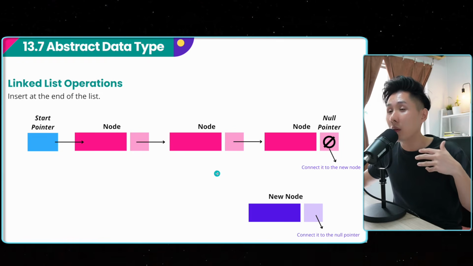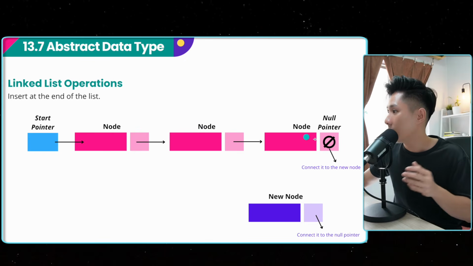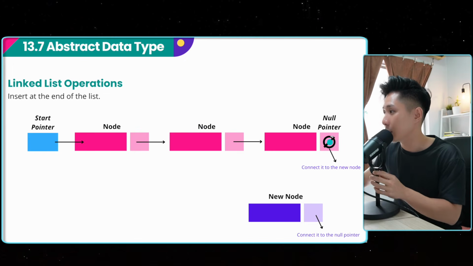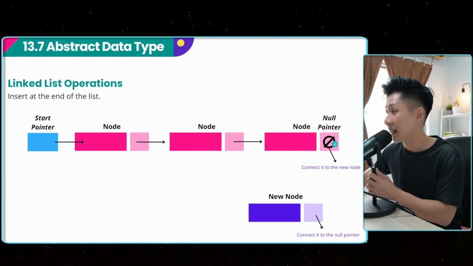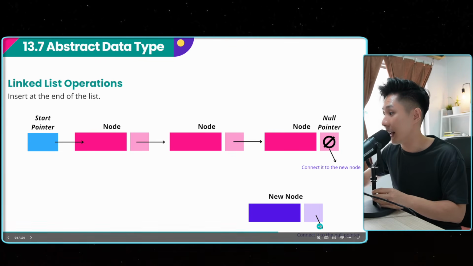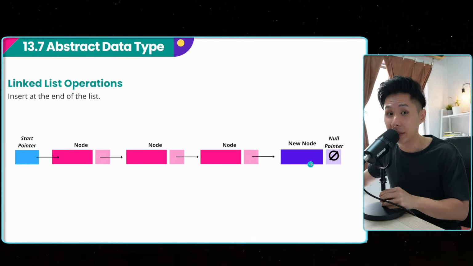If you want to insert at the end of the list, it's even simpler. We just let the last node, instead of connecting it to the null pointer, connect to the new node. And the new node will connect to the null pointer. And that's it, inserting at the end of the list.